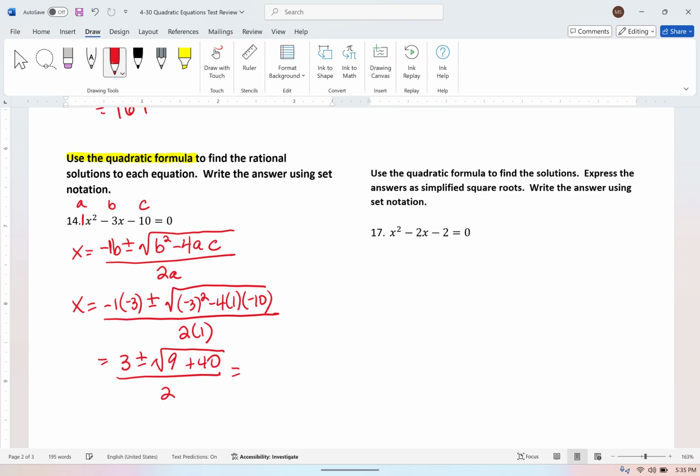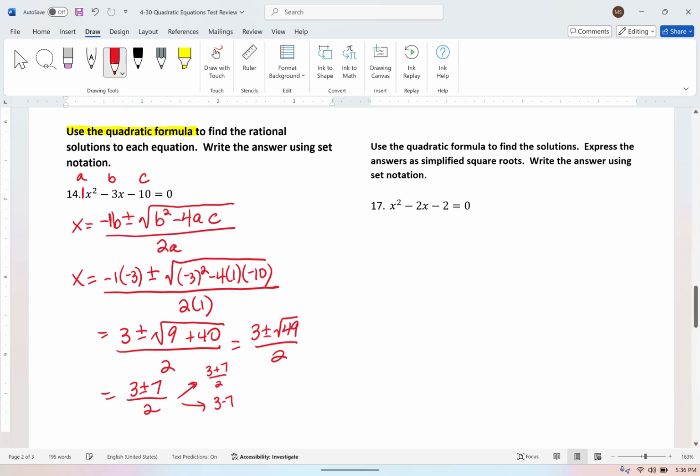All right, and then 9 plus 40 is 49. So this is kind of nice because 49 is a perfect square. Square root of 49 is 7. So now you have to work this out. You have to do 3 plus 7 divided by 2, and then you have to do 3 minus 7 divided by 2. So 3 plus 7 divided by 2, that's 10 divided by 2, which is 5. 3 minus 7 is negative 4, divided by 2 is negative 2. So our solution set is negative 2 and positive 5.